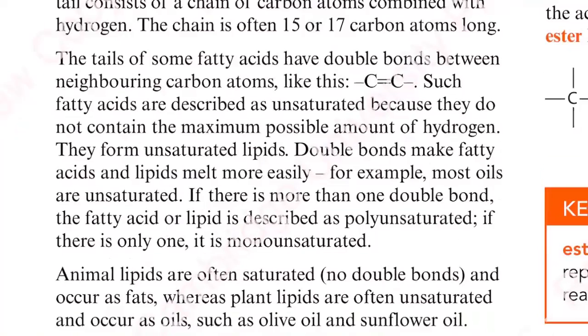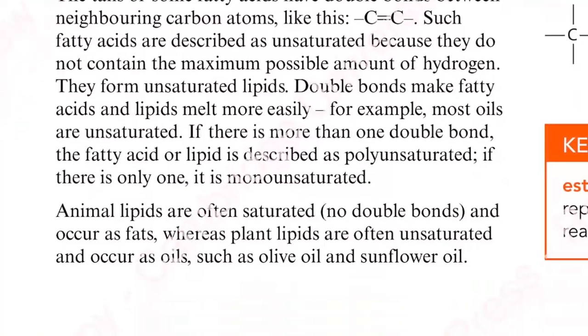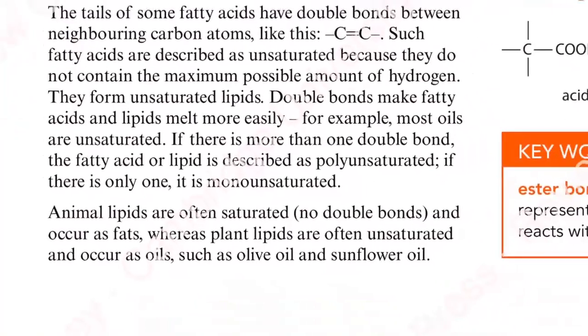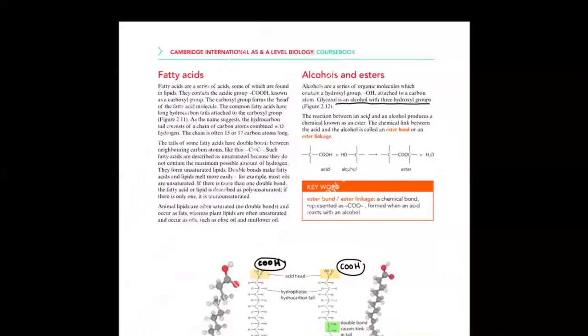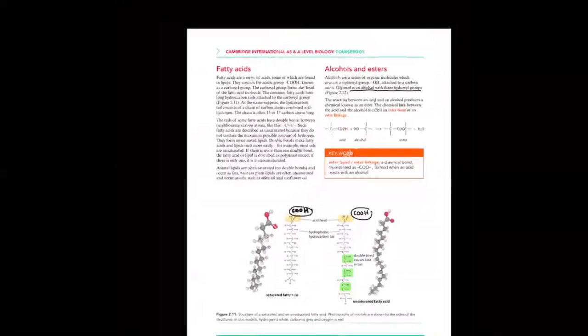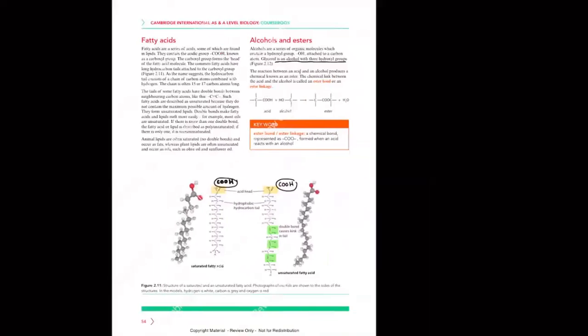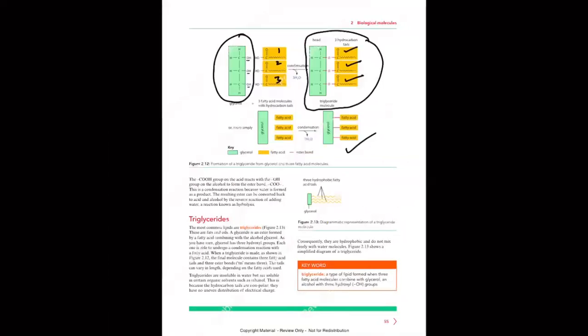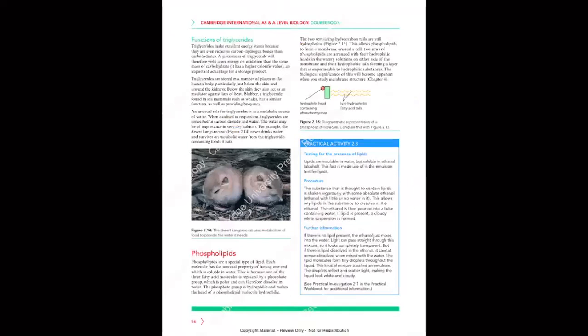Animal lipids are often saturated, no double bonds, and occur as fats. Fats means solids. Whereas plant lipids are often unsaturated and they occur as oils at room temperatures, for example, sunflower oil and olive oil. Right? And then we are only left with the functions of fats. So I will do the function of fats with you in my next class, right?